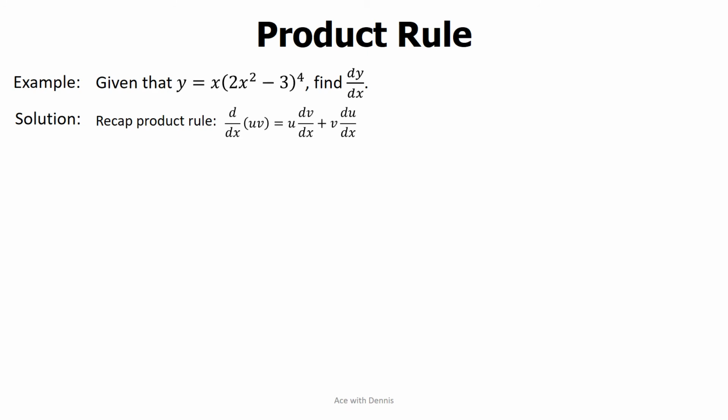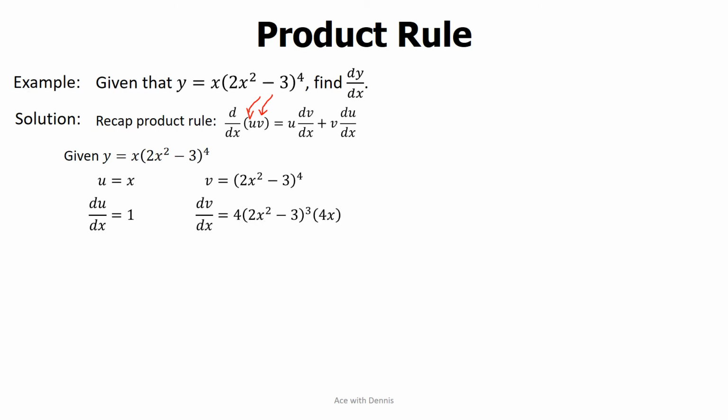So look at this formula. We can see that there are two functions multiplied together, which are the u and the v. So what you need to do is, when you look at the equation, you need to know where is the u and where is the v. So for our case, y equals x bracket 2x squared minus 3 to the power of 4. Our u is x. Hence, du over dx equals 1. And our v is 2x squared minus 3 to the power of 4.